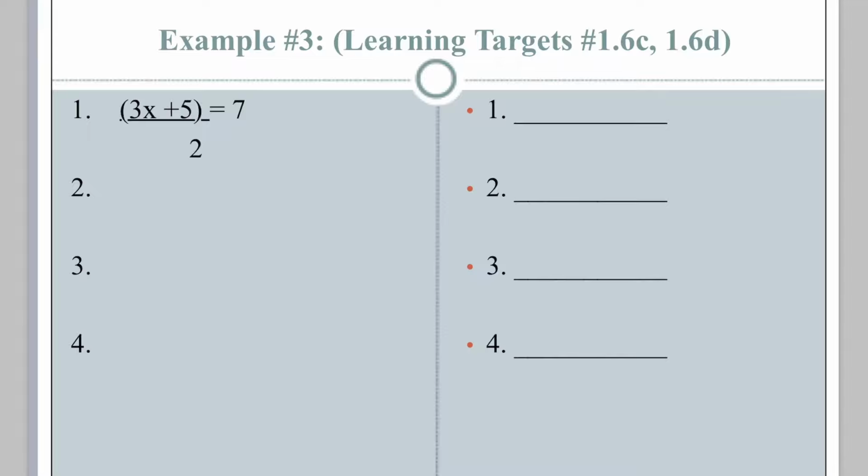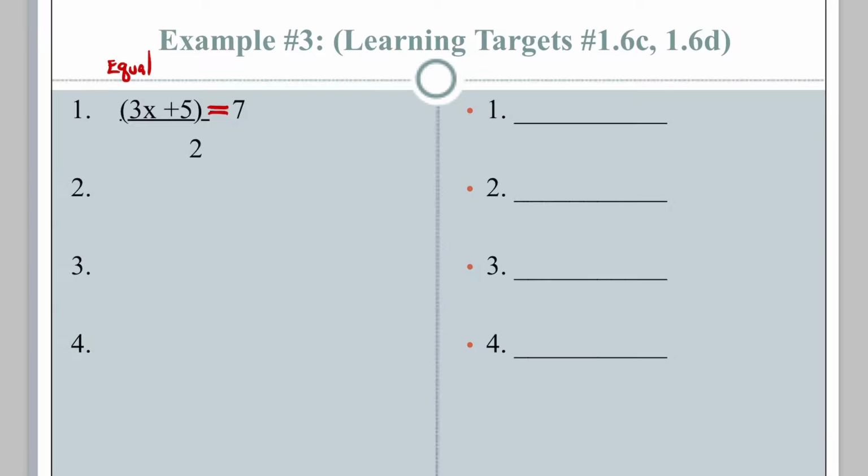So example number 3, highlighting learning targets 1.6c and 1.6d. What we're going to do with this particular example is use our properties of real numbers to solve our equation. In this case, we know it's an equation because I have an equal sign.